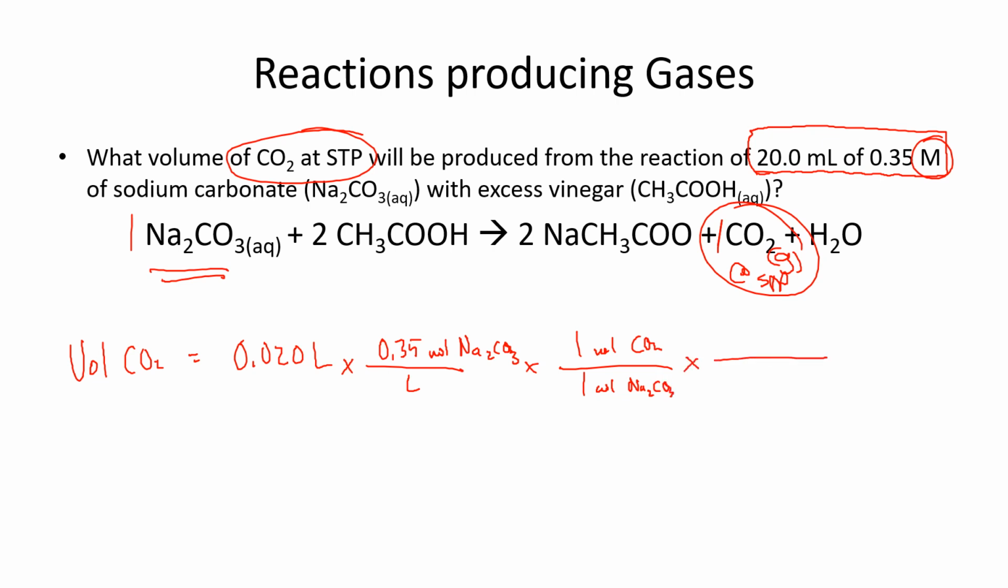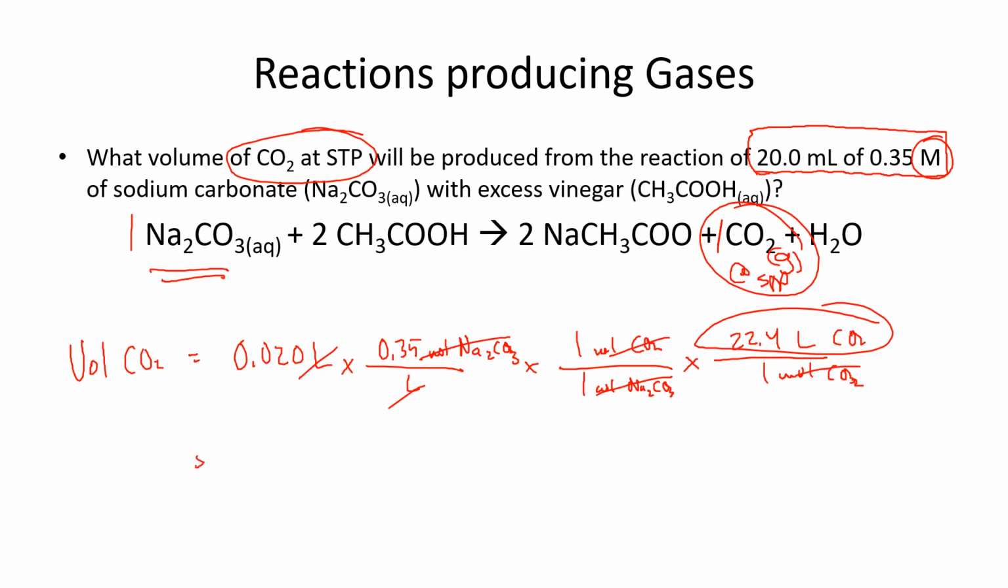And then the final stage will be to figure out the volume. So since this is at STP, it's 22.4 liters of CO2 for every 1 mole. And we'll see the liters cancel out, moles of carbon dioxide cancels out, and we should be left with liters of carbon dioxide. So let's see what that works out to.